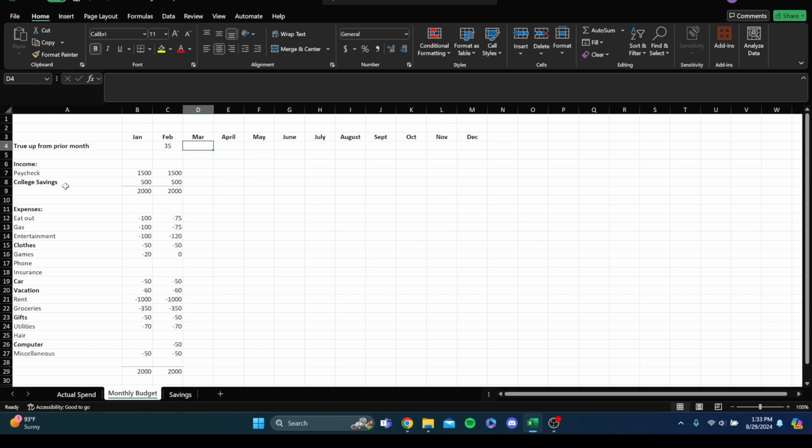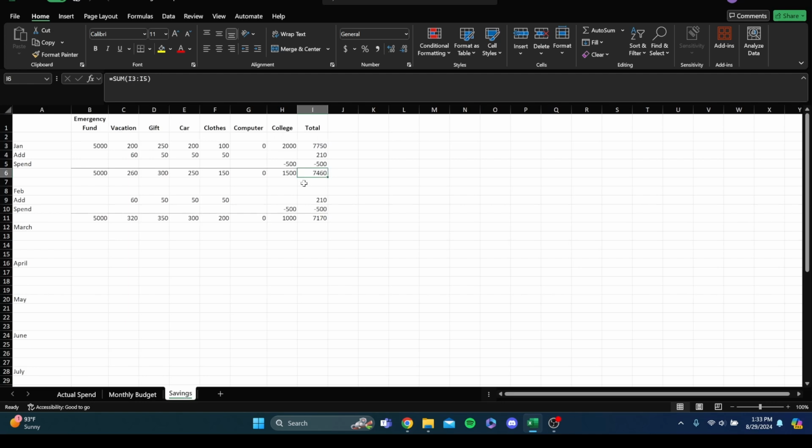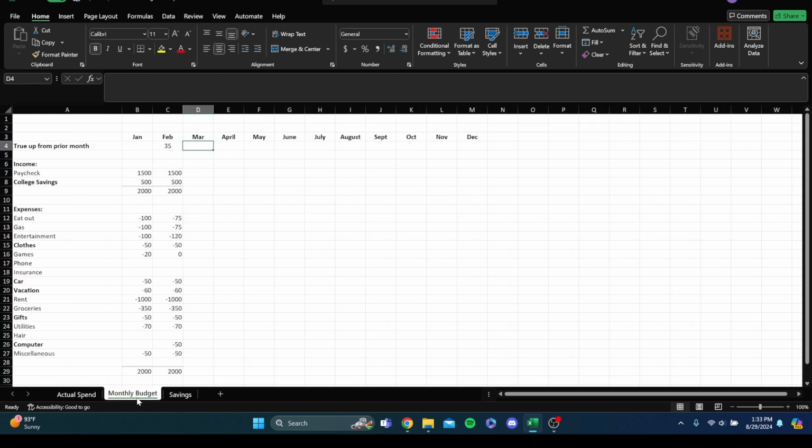And then the college savings, this is just money from my savings that I am taking out of my savings to spend, right? If you have different sources of income, let's say your paycheck in one job is 1,500, but then you have a second job where you're getting paid 500, right? You would just put paycheck two, or you could put your job title or whatever the paycheck is. You set that up.